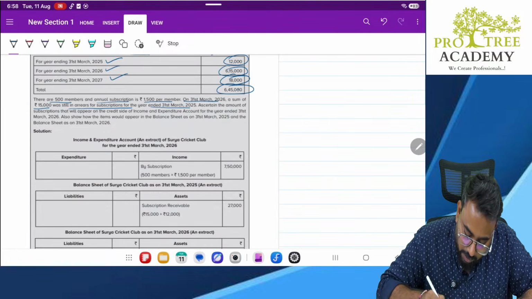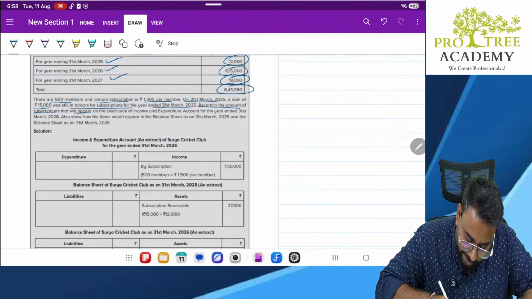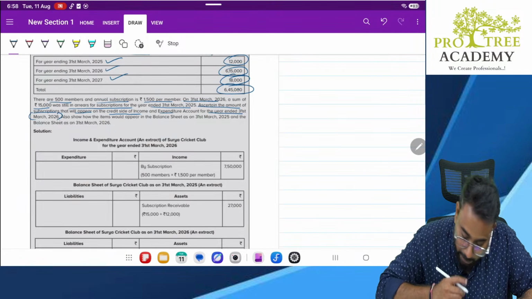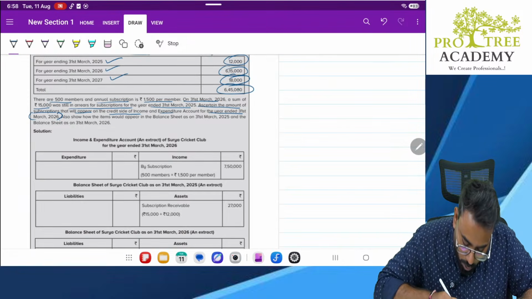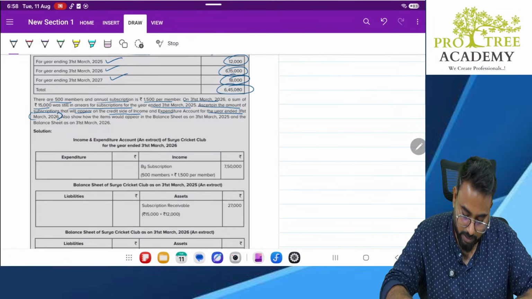For the year ended 31st March 2025, ascertain the amount of subscription that will appear on the credit side of the income and expenditure account for the year ended 31st March 2026. Also show how the items would appear in the balance sheet as on 31st March 2025 and the balance sheet on 31st March 2026.